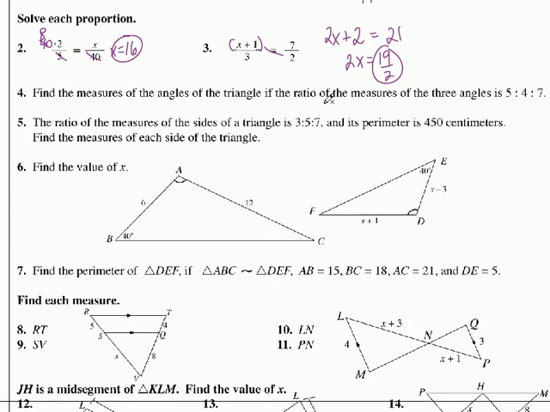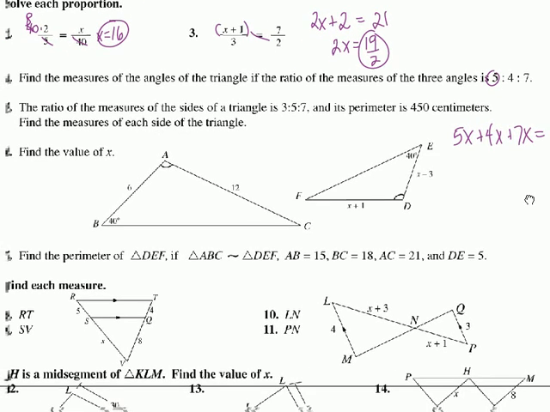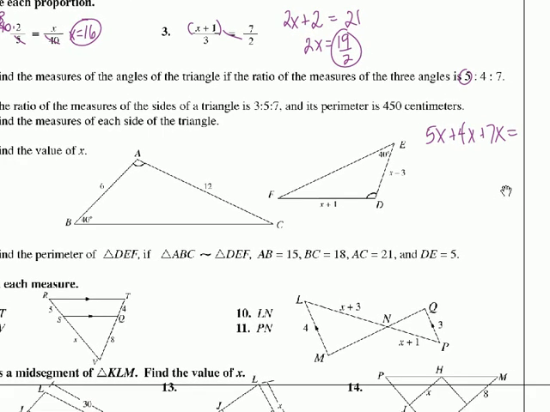All right, look at this. Find the measures of the angles of a triangle if the ratio of the measures is 5 to 4 to 7. So what we do is this. This is where you got to put an x in there. It's 5 times a certain number, so it's going to be 5x. That's actually the measure of one of the angles of that triangle. Plus 4x plus 7x equals what?